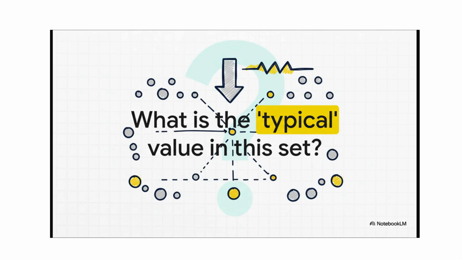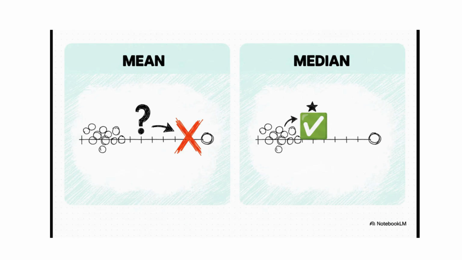So I'll ask you, based on everything we've just talked about, what would you say is the typical value in this set? Just take a second and think about it. If you went with the mean, you'd get about 18.7. But look, that number is bigger than almost every single value in the set. It's totally misleading. But if you chose the median, you get 2.5. Now that number tells the real story of where most of the data is actually living. That right there is the outlier trap in action.